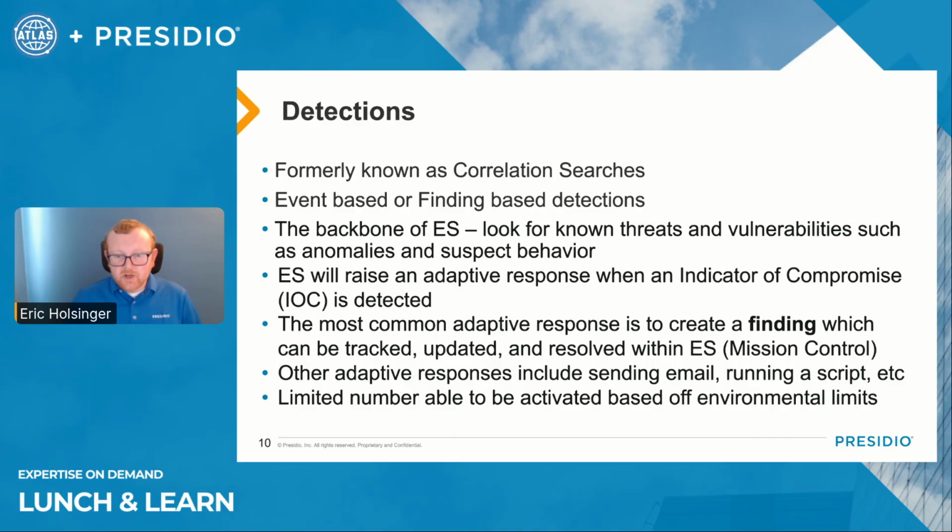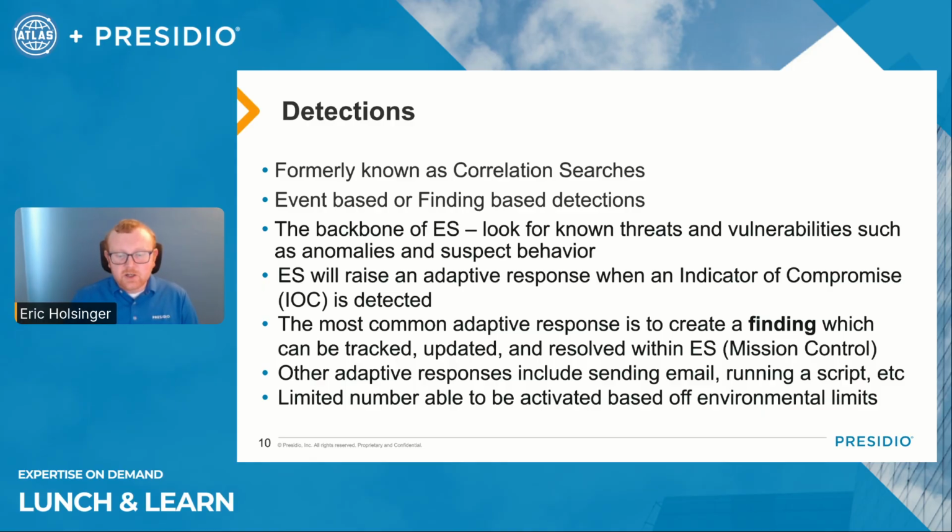And a big thing that I'll talk about probably a couple times within this is that if you remember from one of the early slides, there's about 1,400 or more detections out of the box with ES. There is a limited number of those that you'll be able to activate, and that'll be based off your environmental limit. Obviously, the more search heads that you have, if you've clustered them, the more searches that you can run, because every search is going to occupy a core. So you can imagine that there's going to be a limited number of searches that can run at one time based off your environmental limit, the number of cores in your environment, etc.